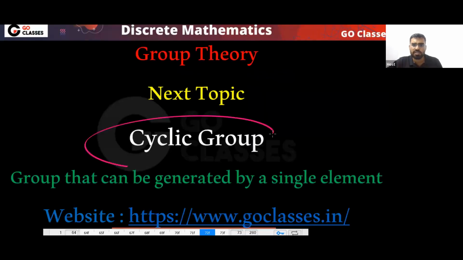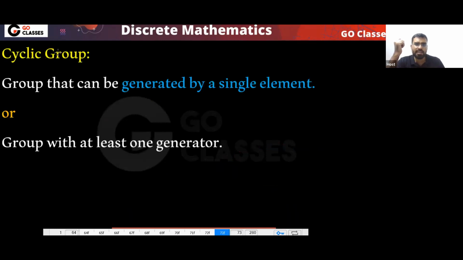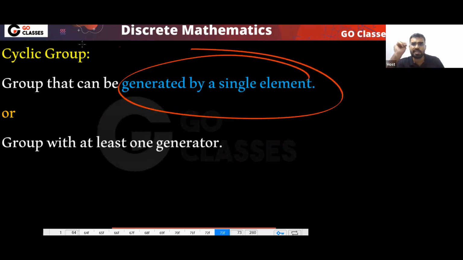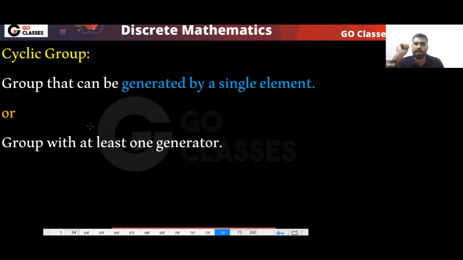Cyclic group. What is a cyclic group? Read the definition. There are some groups which can be generated by single elements. So there are some groups, cyclic groups. This is a group which can be generated by a single element. A single element can generate this group.